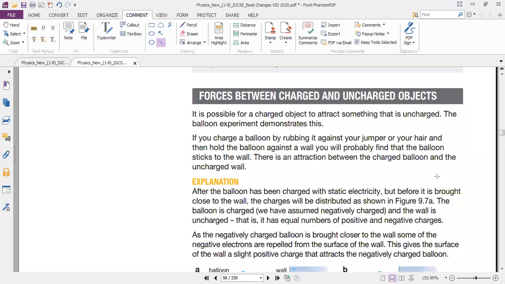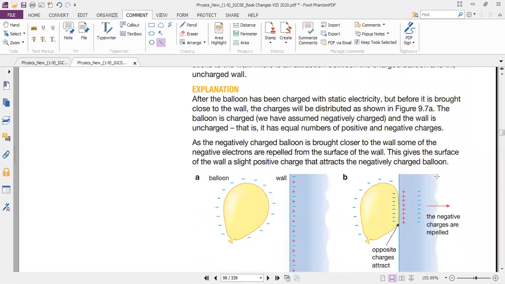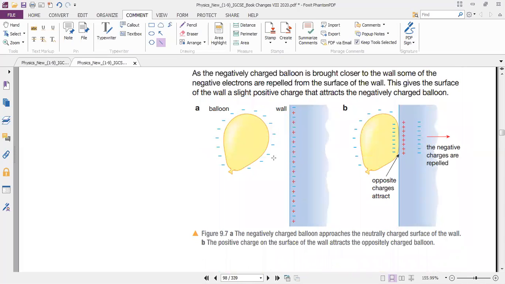Now look at this. Forces between charged and uncharged objects. Look at this diagram. This balloon is negatively charged, and this wall is neutral. It's a neutral wall. This balloon is negatively charged, and this wall is neutral. When the balloon is brought closer to the surface of the wall, charges inside the wall, like the negative charge of the balloon, repel and move away.